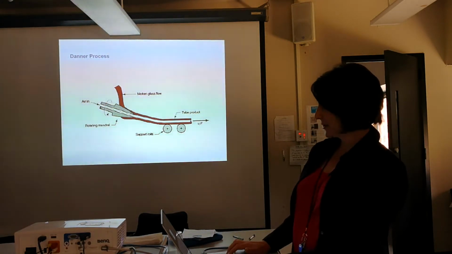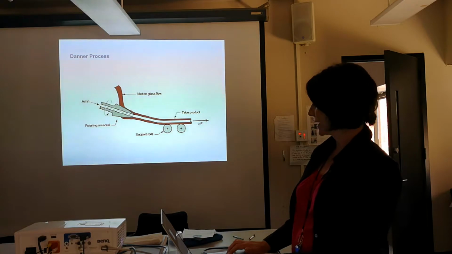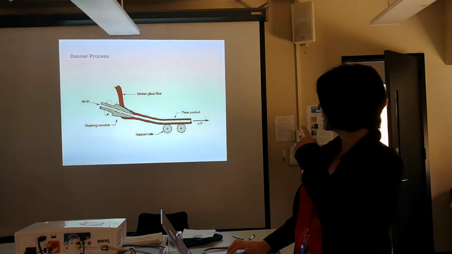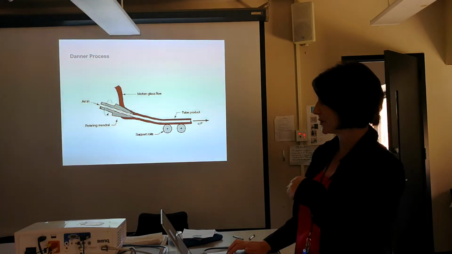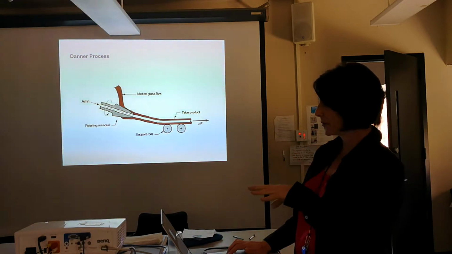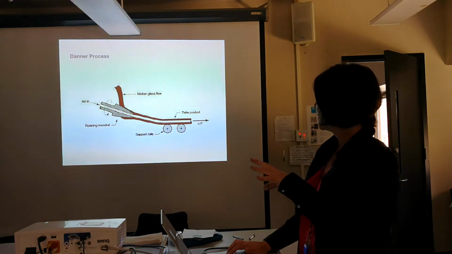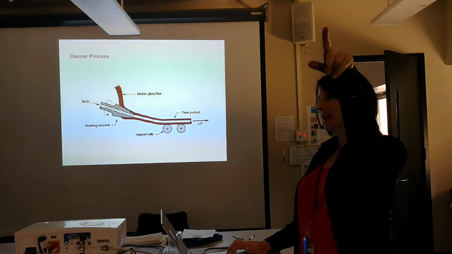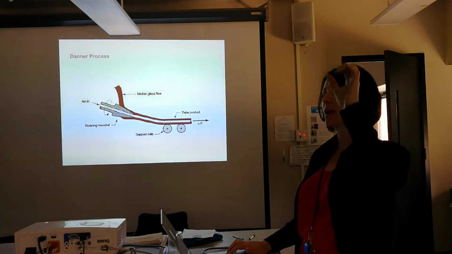Danner process. In the Danner process, you have this molten glass, and it flows in along a rotating hollow mandrel. So that's a cylindrical rod right there. And then air is blown through it while the glass is drawn. This is how you make things like fluorescent light bulbs and capillary tubes.